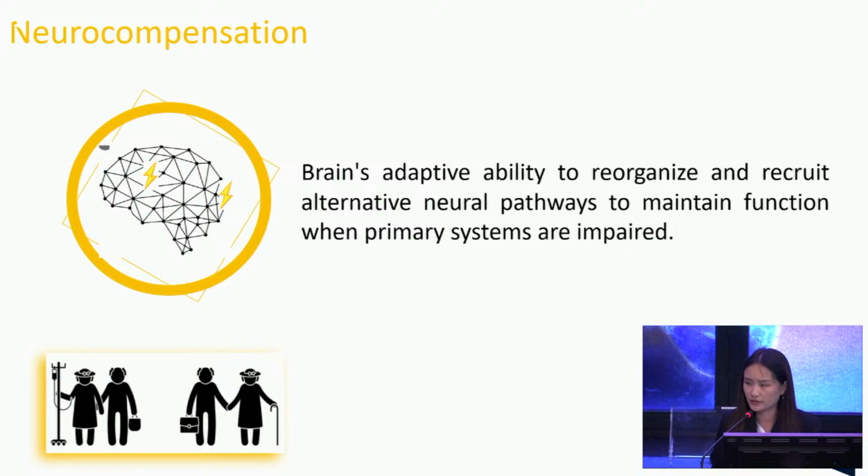The brain plasticity changes in the whole lifespan. As the brain ages, the old participant may use alternative strategies to keep cognitive ability, such as the neural compensation strategy. Neural compensation refers to the brain's adaptive ability to reorganize and recreate alternative neural pathways to maintain function when the primary systems are impaired.